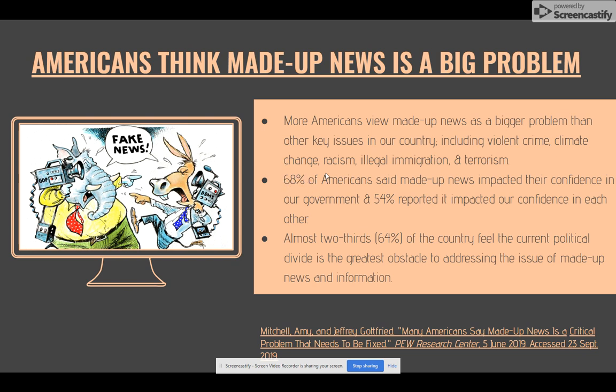68% of Americans said made-up news impacted their confidence in their government. That's huge. If people aren't confident in their government and they're not confident in their vote, then people tend to not participate. And we really need to have a country of people who participate in our system. So this is huge. Also, almost 2/3 of the country feel the current political divide is the greatest obstacle to addressing the issue of made-up news and information.